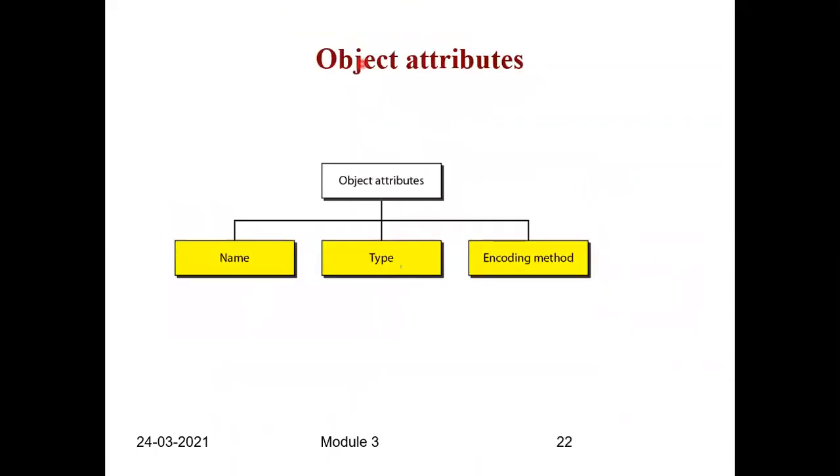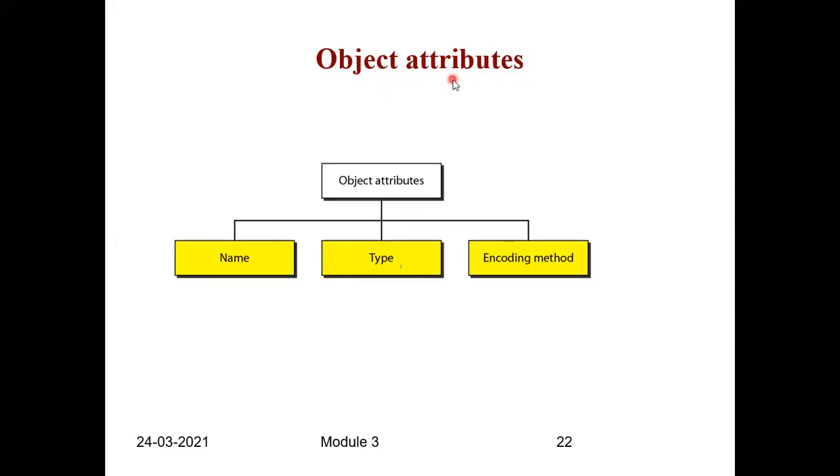Now when I'm talking about an object, what are the attributes of an object? Remember when we were doing OSI, there also we had studied managed object, unmanaged object, and the attributes of an object, with respect to the internet perspective and the OSI perspective. So again, similarly, we will see what the attributes of an object are.